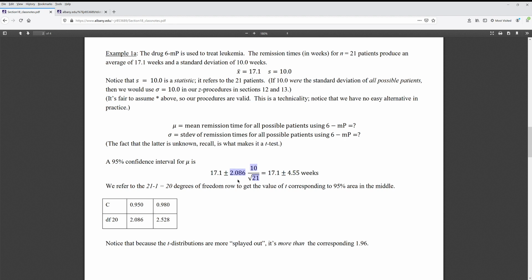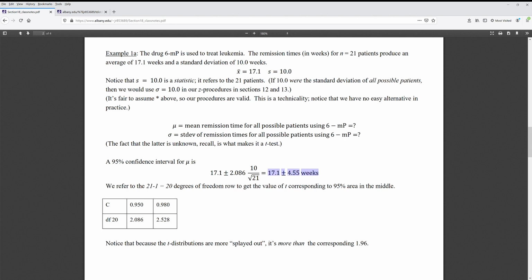It makes the margin of error bigger than the corresponding Z procedures, which means what we get is a little more than what it would be if it were 1.96, 4.55 weeks. The margin of error is a little bit bigger than it would otherwise be. So we are 95% confident that the average remission time is between these two numbers. I didn't compute them here, but you can figure it out.